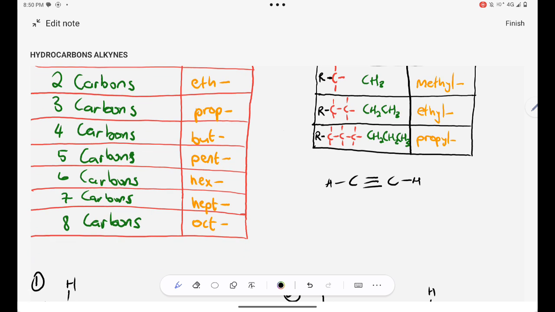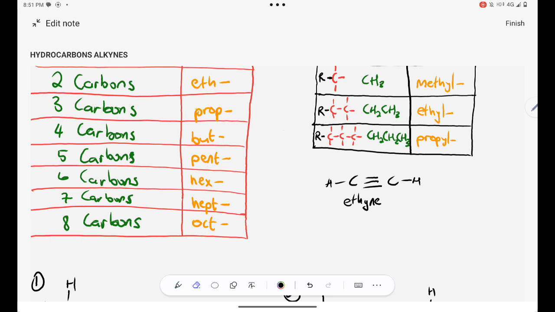So to name this compound over here, you'll simply say this will be ethyne. This will be ethyne. Are you together?